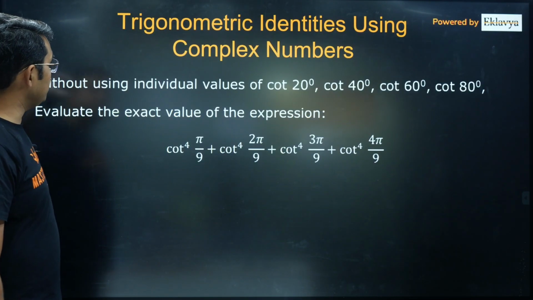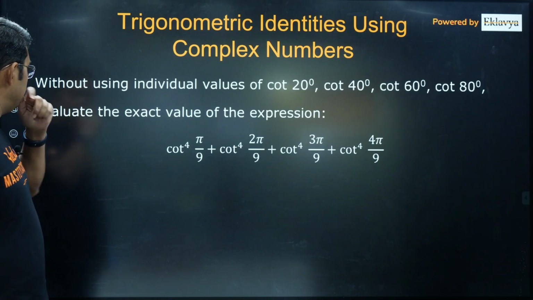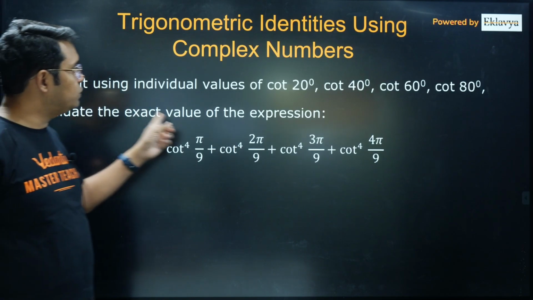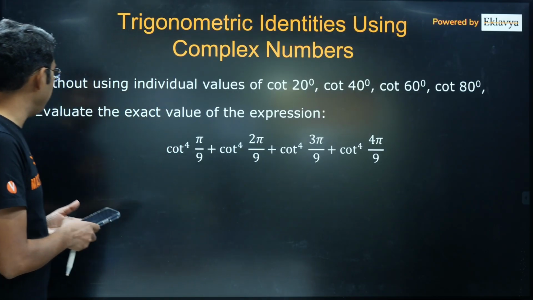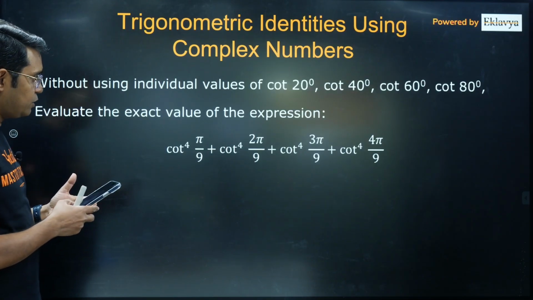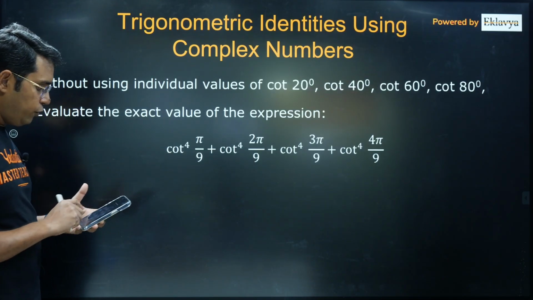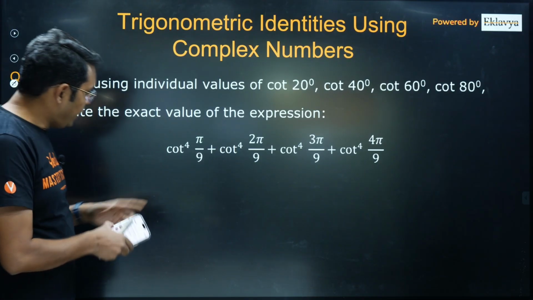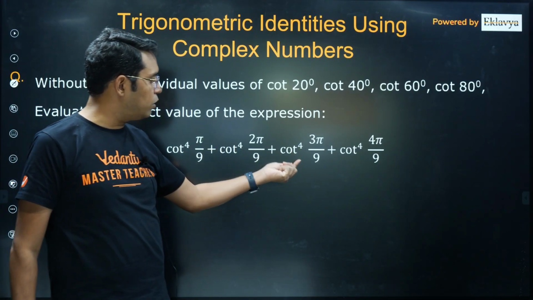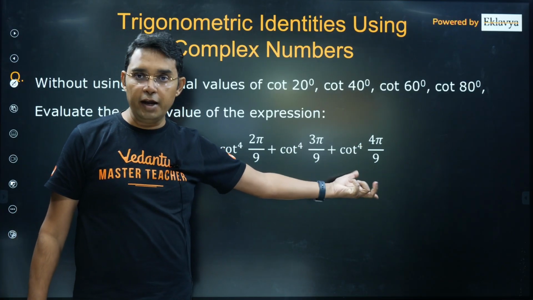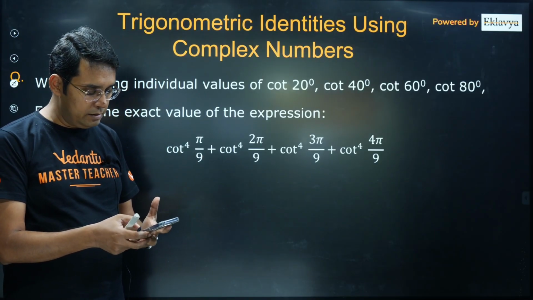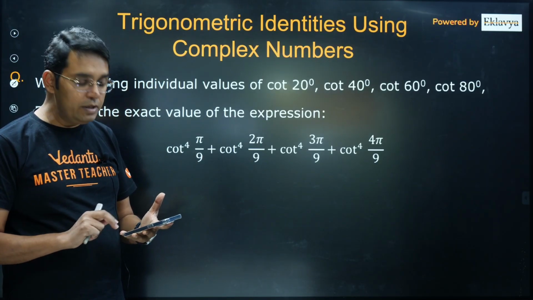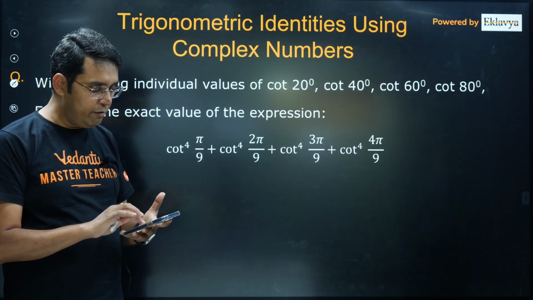Okay, one more question I have got for you, and that says: without using individual values of cot 20, cot 40, cot 60, cot 80, evaluate the value of the expression cot power 4 20 degree, cot power 4 40 degree, cot power 4 60 degree, cot power 4 80 degree. I think we already know cot 60, so we may not find this, but I will be doing something where we will be getting everything directly.